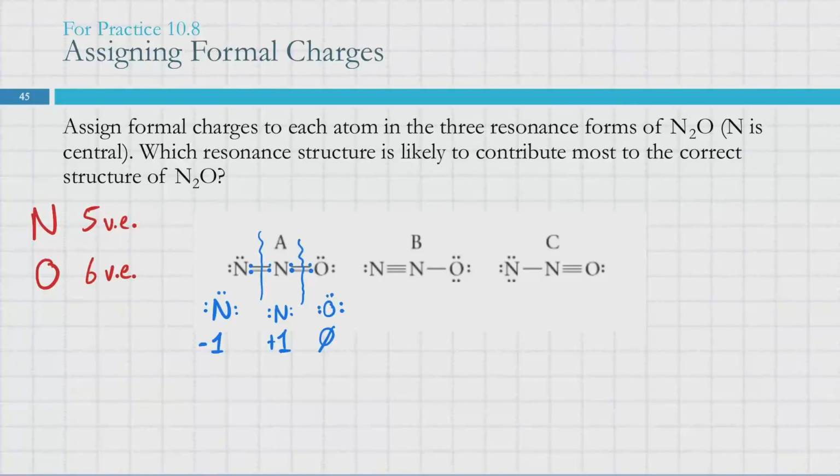All right, coming back to resonance structures and our formal charges. For B, let's look at our nitrogen on the left. Nitrogen likes to have 5 electrons. We're going to subtract from that the total of the lone electrons, which is 2.